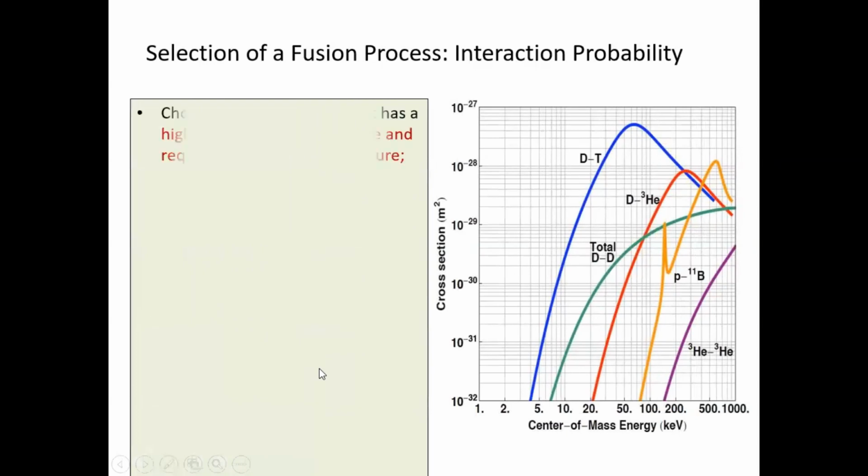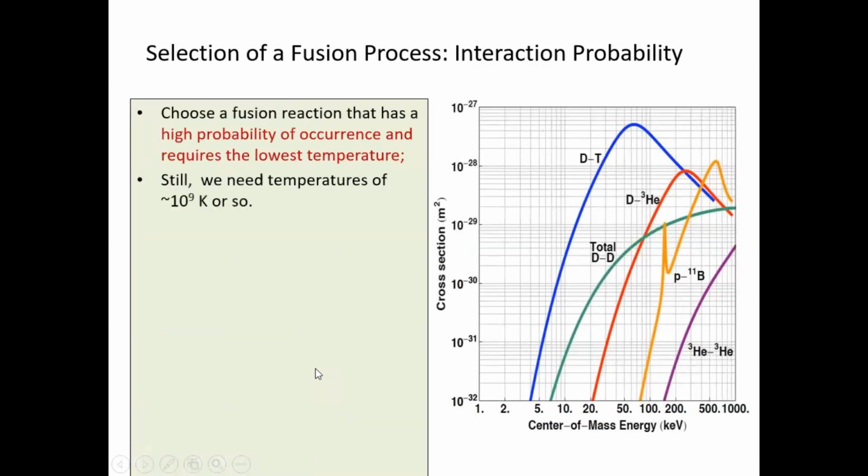The selection of a fusion process is a tricky process. If we have to choose, we have to look into the cross-section and the center of mass energy distribution. Here, 2, 5, 10, 20, 50, 100, and this is keV, the kilo electron volt energy. So we have to choose a reaction which has a high probability of occurrence, and it must also require low temperature. Still, we need a temperature, but not that high. There are temperatures as high as 500 keV. Remember the keV equivalence with temperature.